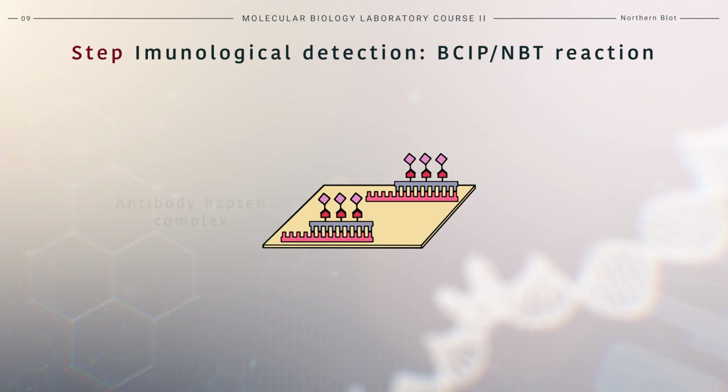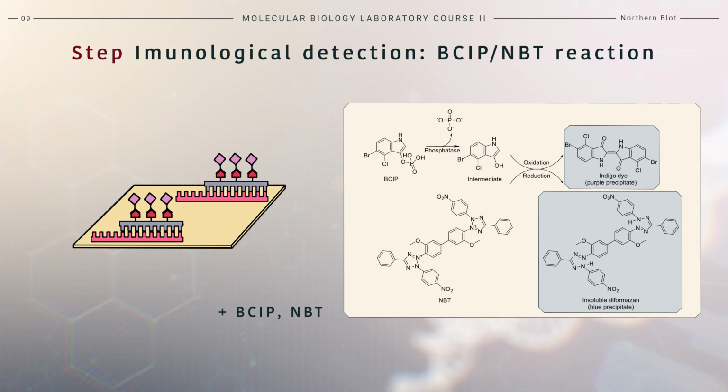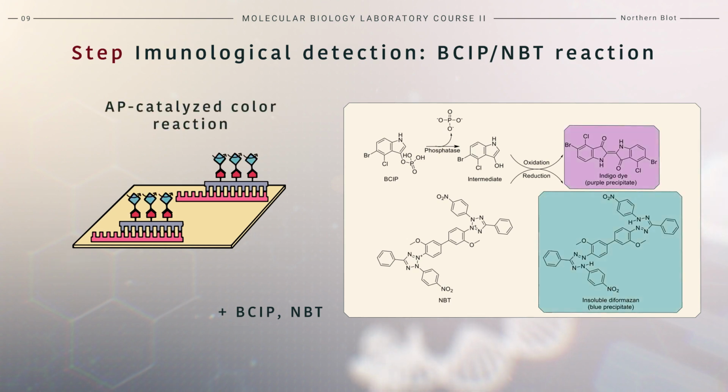The substrate is 5-bromo-4-chloro-3-indolyl phosphate, used in conjunction with nitro blue tetrazolium. Once hydrolyzed by alkaline phosphatase, the intermediate reacts with NBT, producing an insoluble precipitate that is dark blue to purple in color.